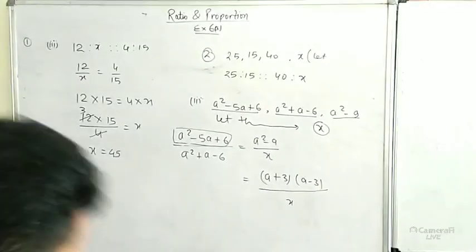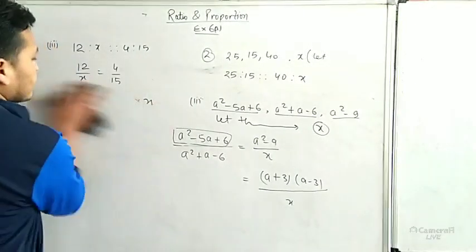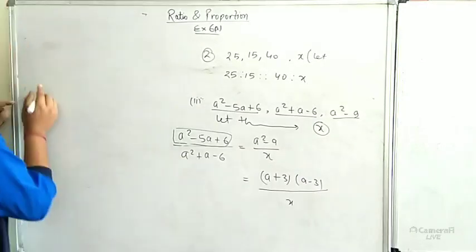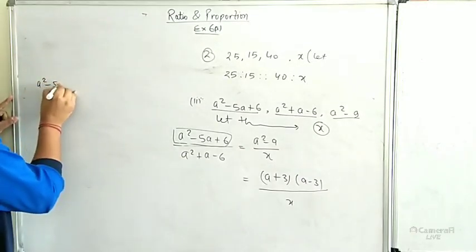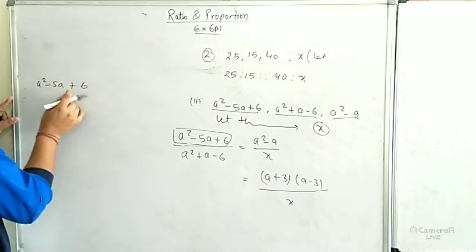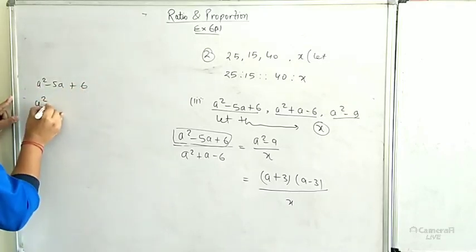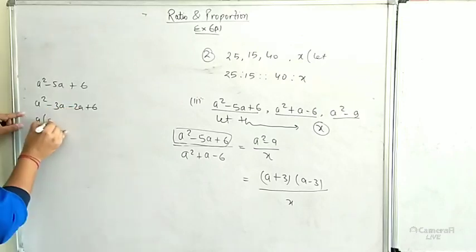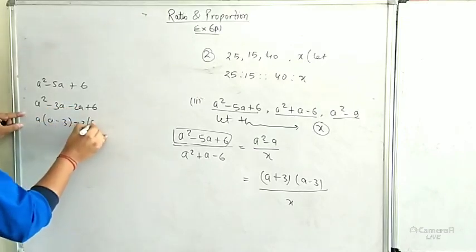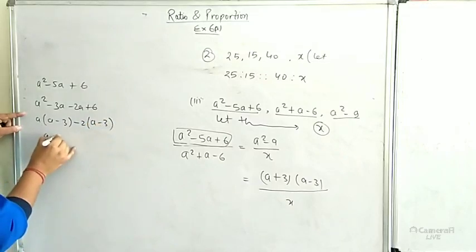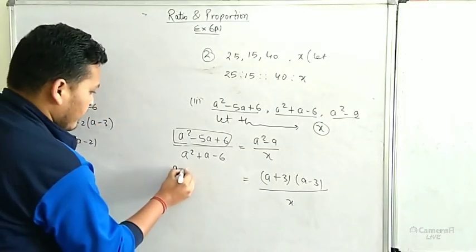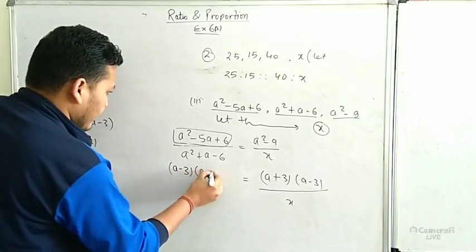Okay, I am solving here. Solve the numerator and denominator in the rough part. So a square minus 5a plus 6: 3 times 2 is 6, so a square minus 3a minus 2a plus 6. The answer should be a minus 3, minus 2, common a minus 3. So the first is a minus 3 and the second is a minus 2. So the numerator will be a minus 3 and a minus 2.